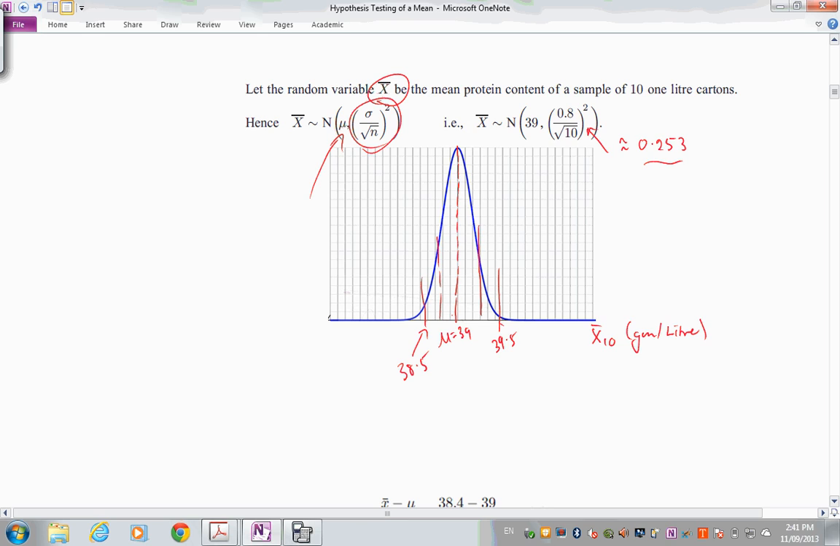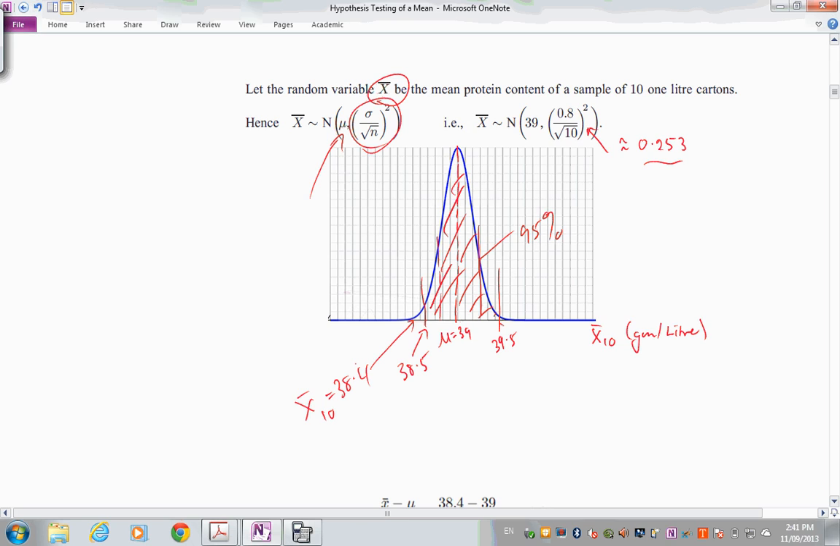Uh-oh, now it's not looking so good. Okay, 38.4 is in this little bit here. And 95% of all the x bar 10s should be in there according to the null hypothesis. It looks like this null hypothesis might have to be rejected, doesn't it? Not much chance, because our x bar 10 is way out there in the wings.